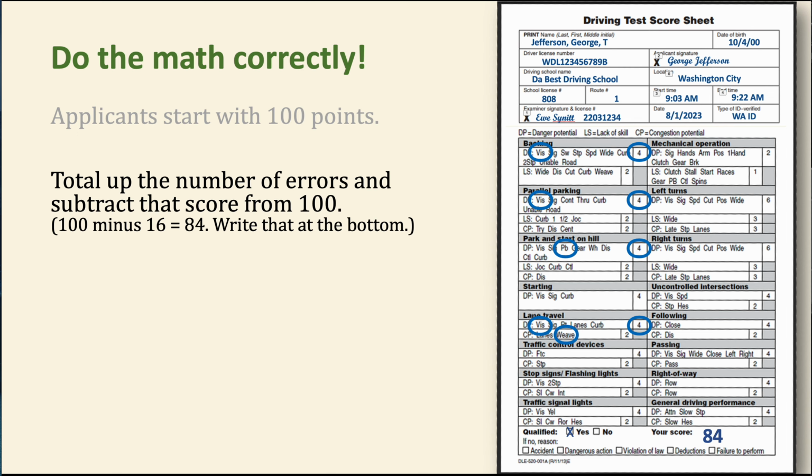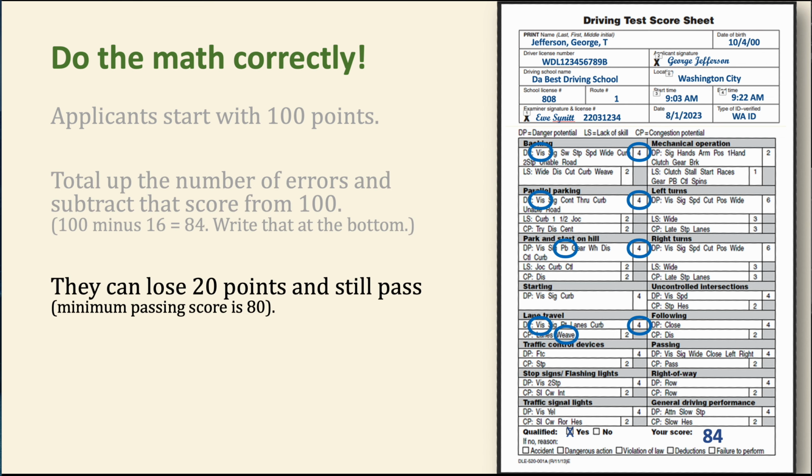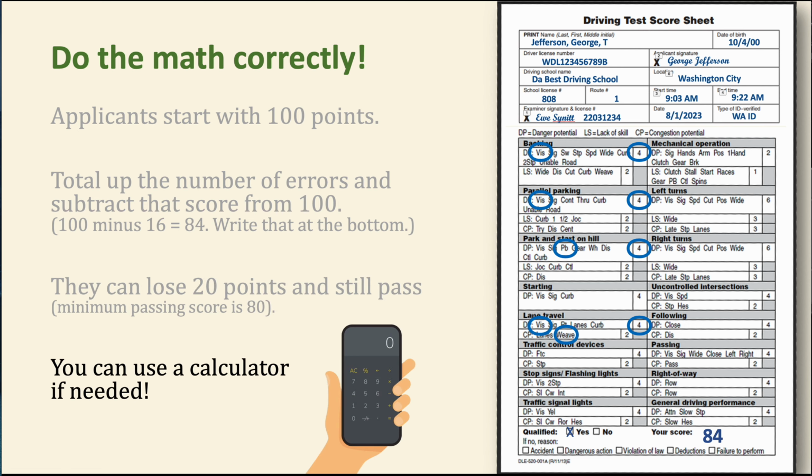You have to do a little cashier math here. I'm sorry to break that to you. It's just the way it was designed. Why can't the score just be 16 and you have to have 20 or less to pass? I don't know, couldn't tell you that. The knowledge test should be the same way. So, applicants can lose 20 points and still pass. The minimum score is an 80.